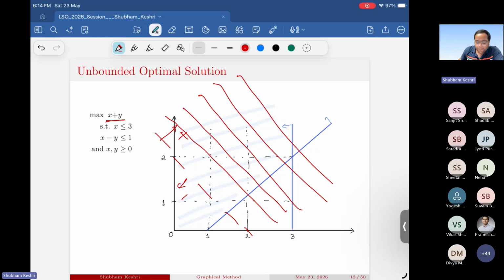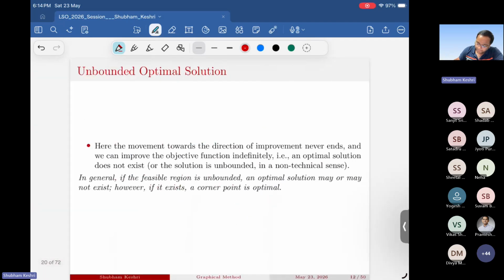Therefore, you have no optimal solution in this problem. No optimal solution. That is, your LP is unbounded. Okay. So here the movement towards the direction of improvement never ends. You can move the isocost line more and more, and you will see there is always an improvement, and hence you can improve the objective function indefinitely. Therefore, an optimal solution does not exist. When we say it does not exist, it means that the solution is unbounded.